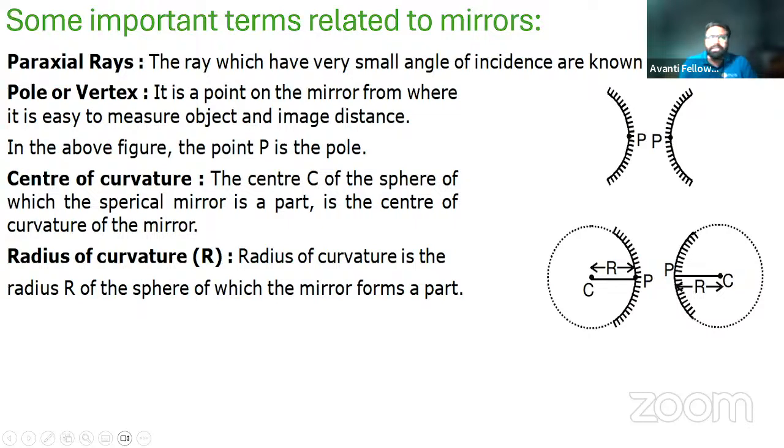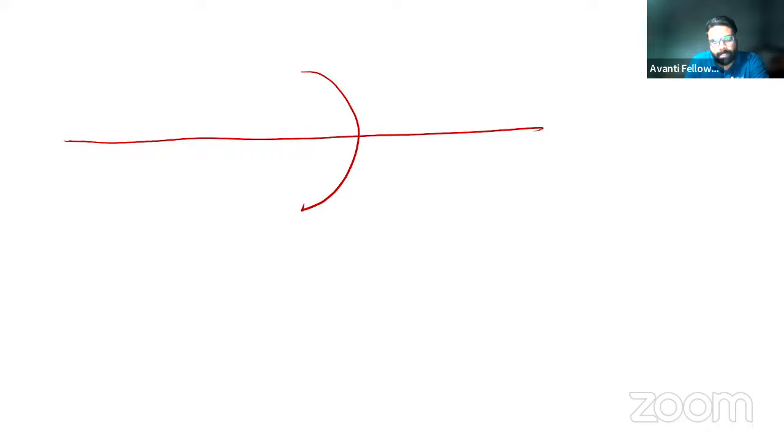The first is paraxial ray. Paraxial rays are those rays which are parallel to the principal axis. Okay. Now, what is the principal axis? Let me brief you here. Suppose this is a part of a sphere, a hollow sphere, and this portion is a concave mirror. This is a concave mirror.